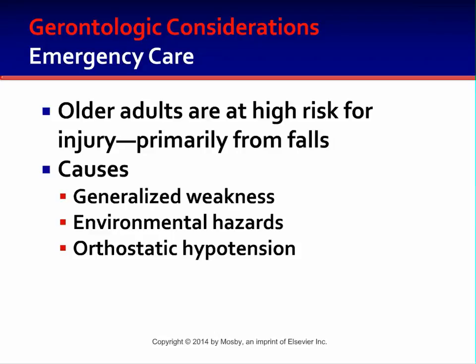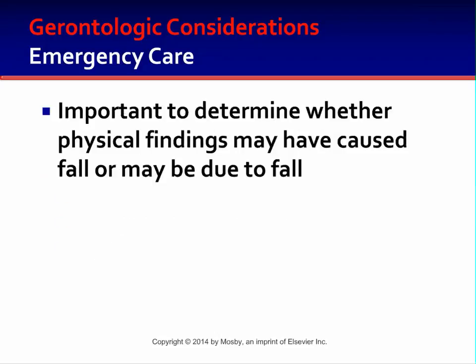Older adults are at high risk for injury primarily from falls. Of the injury-related admissions for people 65 or older, most are for fractures, with many of these resulting from falls. The three most common causes for falls in the elderly are generalized weakness, environmental hazards like loose mats or furniture, and orthostatic hypotension, which is the side effect of medications or dehydration. It's important to determine whether findings have caused the fall or may be due to the fall.